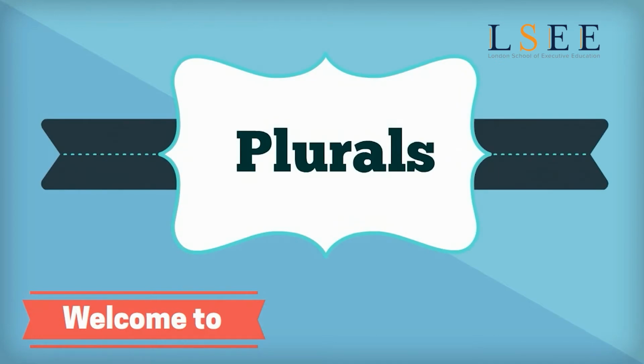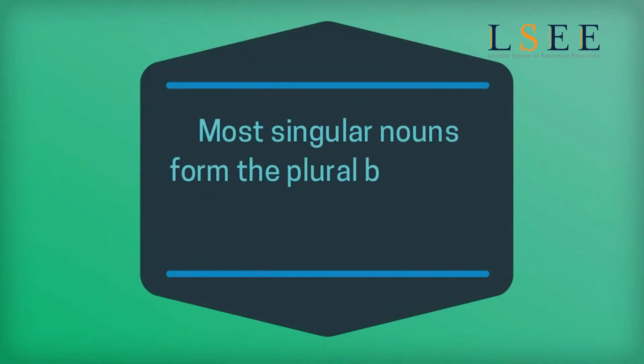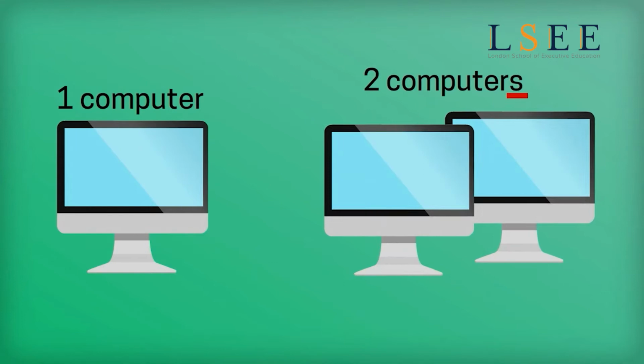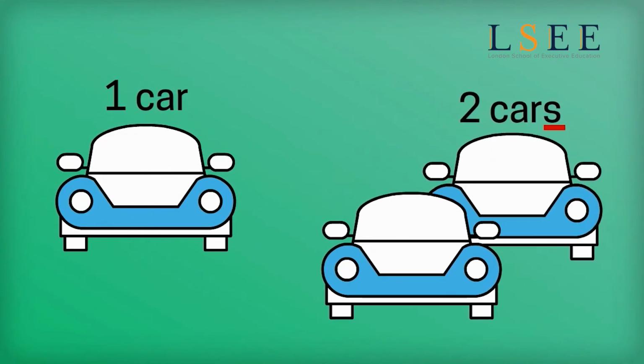Welcome to Plurals. A plural is when we talk about things that are more than one. Most singular nouns form the plural by adding s. 1 computer, 2 computers, 1 car, 2 cars.